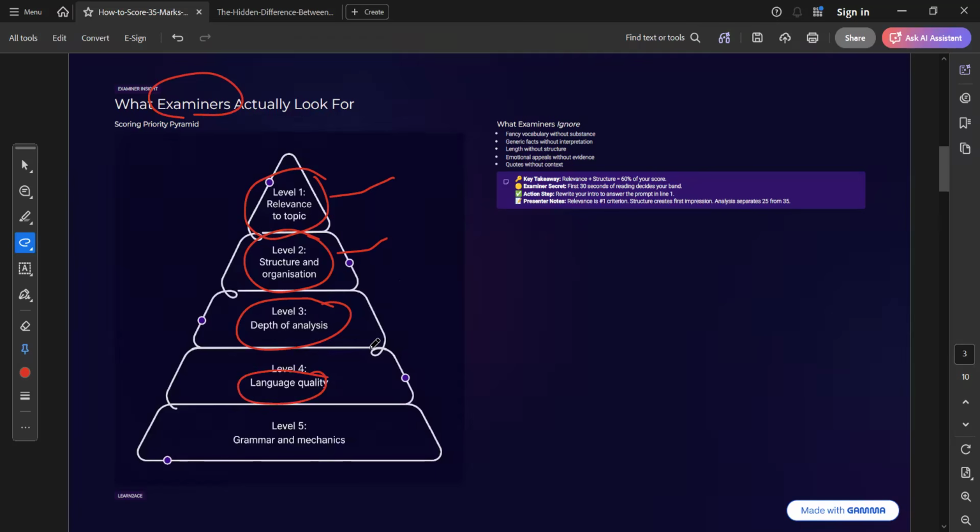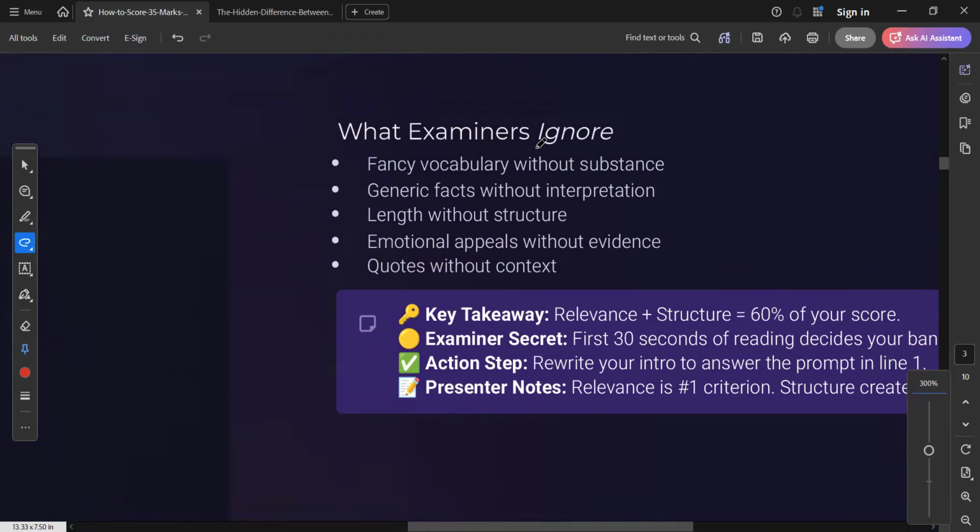Then language quality, definitely it's a test of your English language. So you have to be grammatically correct. Also, decent vocabulary. I am saying decent vocabulary would work, but grammatical correctness is very important. That is where we start losing our marks. And I think for that, Grammarly and other apps can help you. Just try to figure out where you are going wrong. That is not the point of talk in this video, but probably if you have something else, you can comment in the video, I can talk about that also. In grammar and mechanics, we already talked. So what is the examiner looking for? What does the examiner ignore? Fancy vocabulary, they don't want generic facts without interpretation.